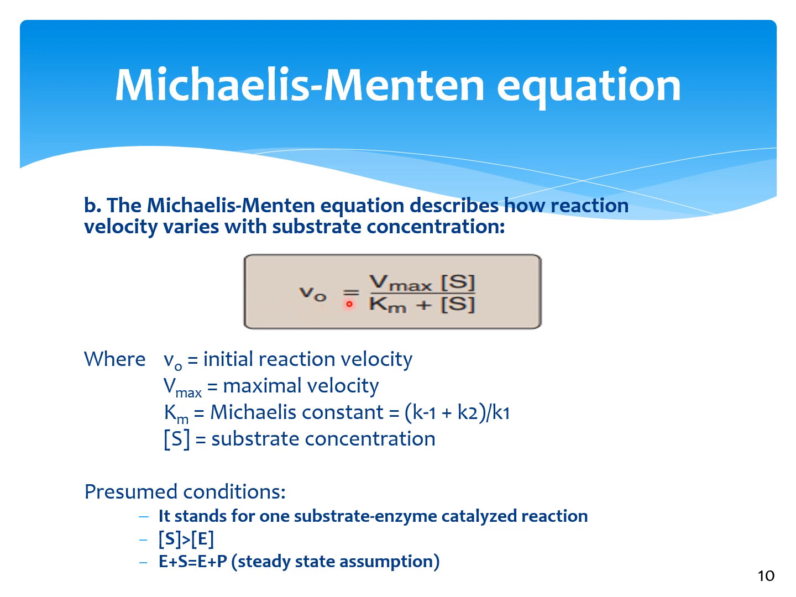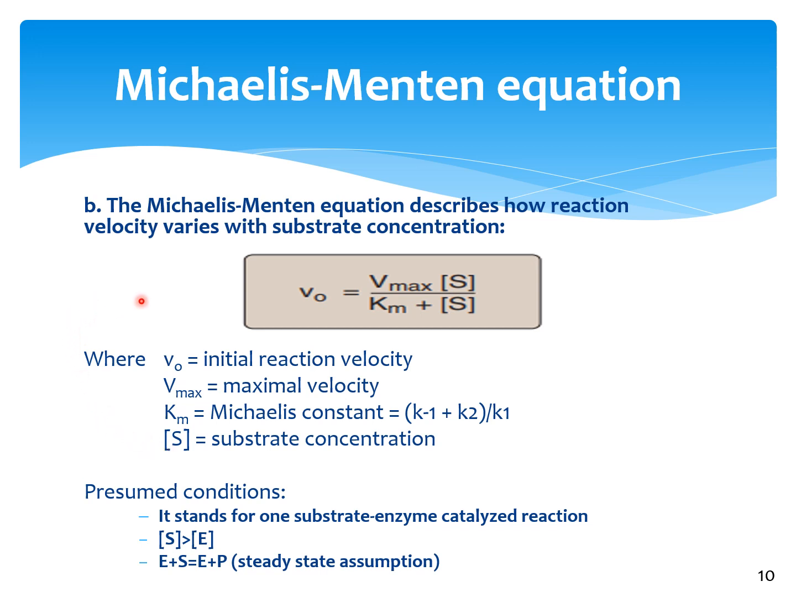V naught is equal to V max multiplied by substrate concentration divided by Km, the Michaelis constant, plus substrate concentration. This is the equation governing the kinetics of Michaelis-Menten equation. Here V naught is initial reaction velocity, V max is the maximal velocity, Km is the Michaelis constant, S is the substrate concentration.